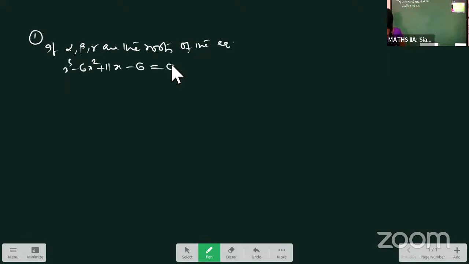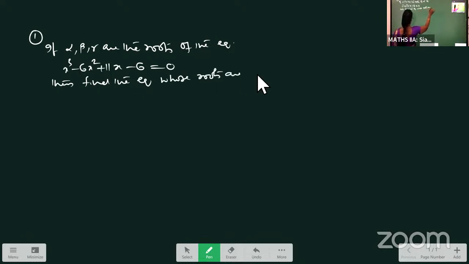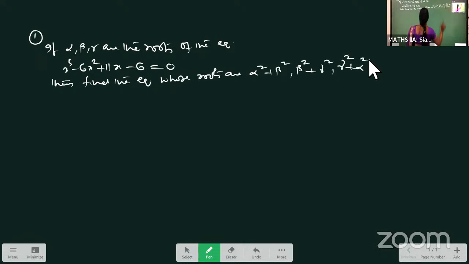If alpha, beta, gamma are the roots of the equation x cube minus 6x square plus 11x minus 6 is equal to 0, then find the equation whose roots are alpha square plus beta square, beta square plus gamma square, gamma square plus alpha square. Solution.